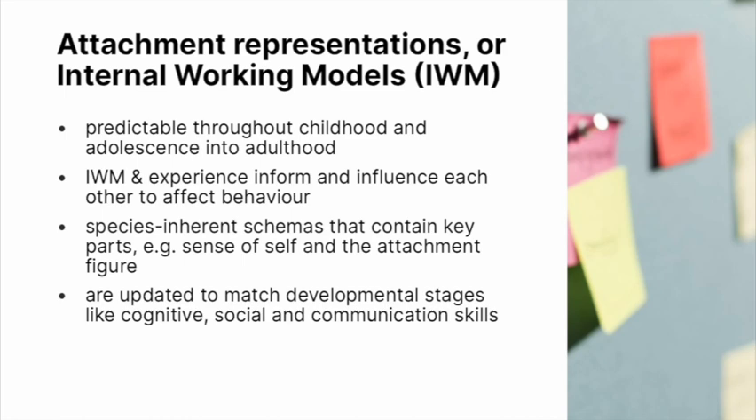So is this attachment stable or does it change over the years? In order to see how that affects it, we have to look at these internal working models because they contain a lot of information. And based on a longitudinal Minnesota study, Roof in 2016 argued that the attachment representation, or the IWM, the internal working model, is predictable throughout childhood and adolescence into adulthood, and the IWM and experience inform and influence each other to affect behavior.